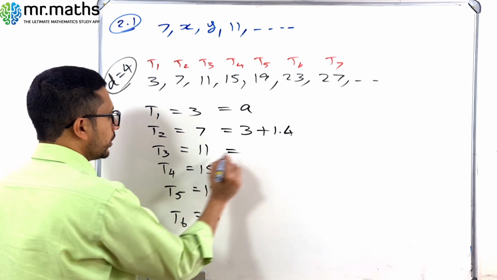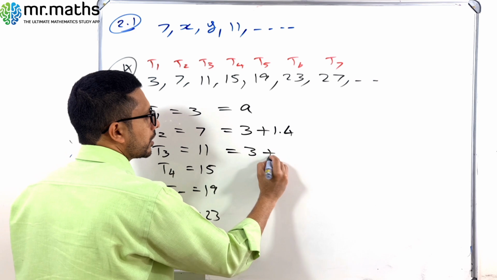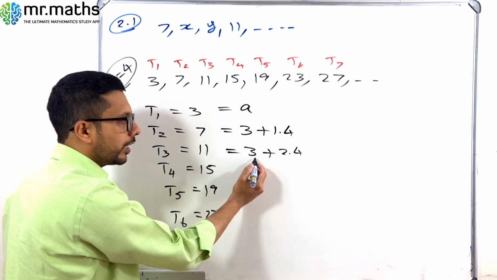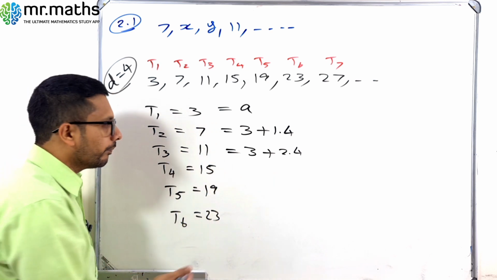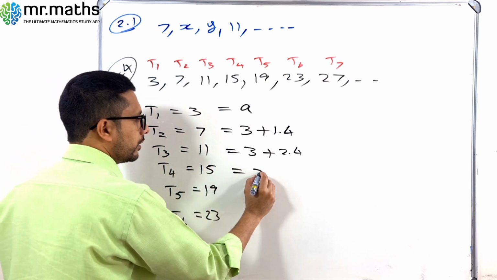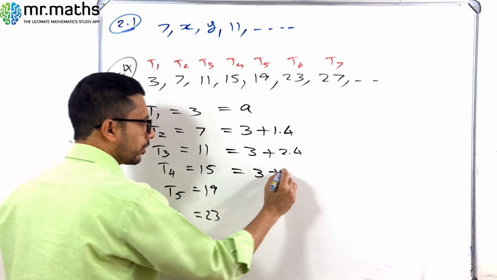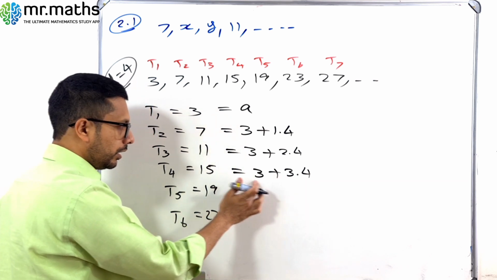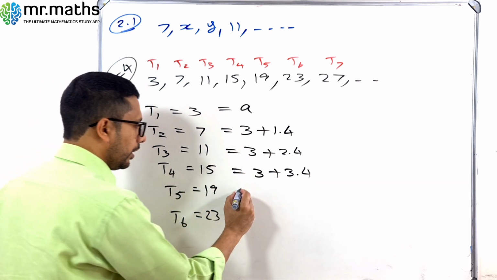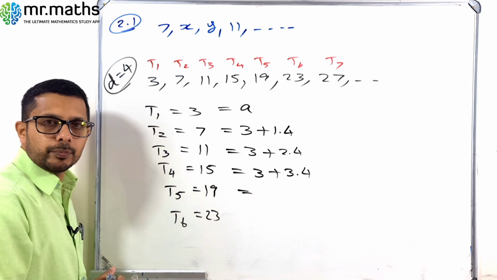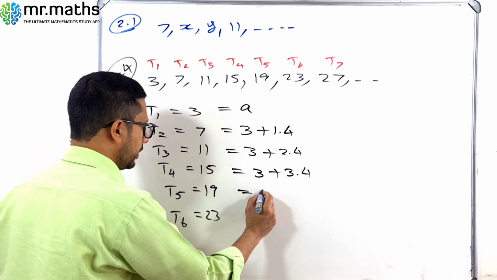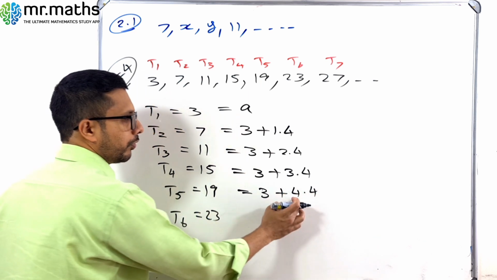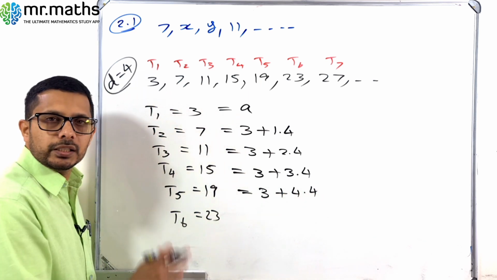Then the third term I'm going to write like this: 3 plus 2 times 4. What is 2 times 4? 8. 8 plus 3 is 11. So that's fine. Then the fourth term I'm going to write like this: 3 plus 3 times 4. What is 3 times 4? 12. 12 plus 3 is 15. So there is no problem. Then 19, that is the fifth term. I'm going to write it like this: 3 plus 4 times 4. 4 times 4 is 16. 16 plus 3 is 19.